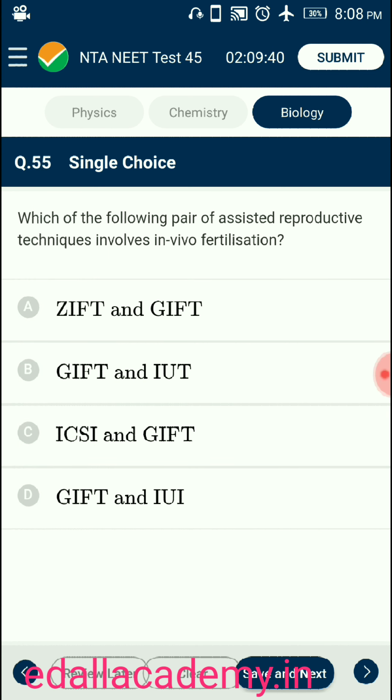Question number 55. Which of the following pair of reproductive techniques involves in vivo fertilization? Test tube baby program involves in vitro fertilization followed by zygote or embryo transfer inside the female body either through ZIFT or IUT, and ICSI is another specialized procedure to form an embryo in the lab or in vitro. So the answer for this question is option D, GIFT and IUI.